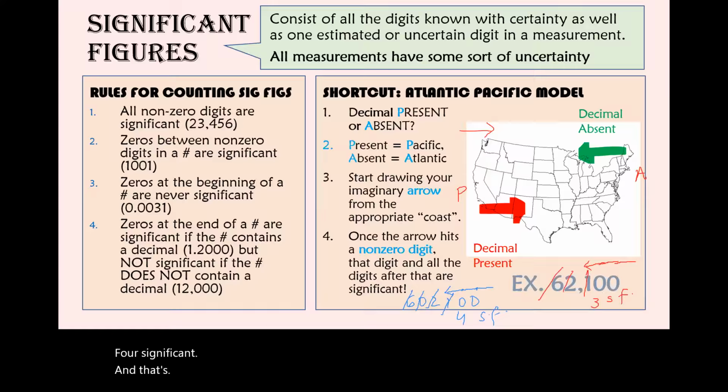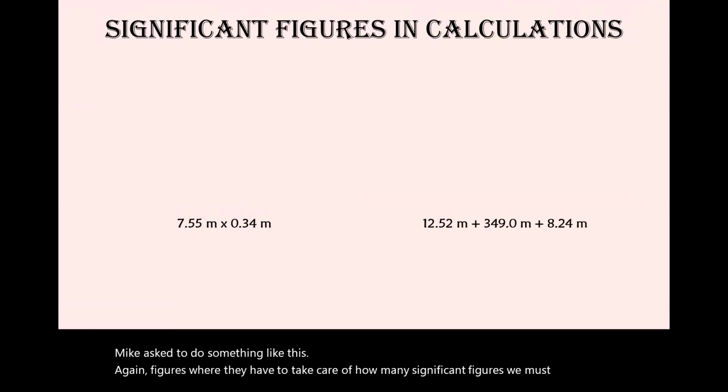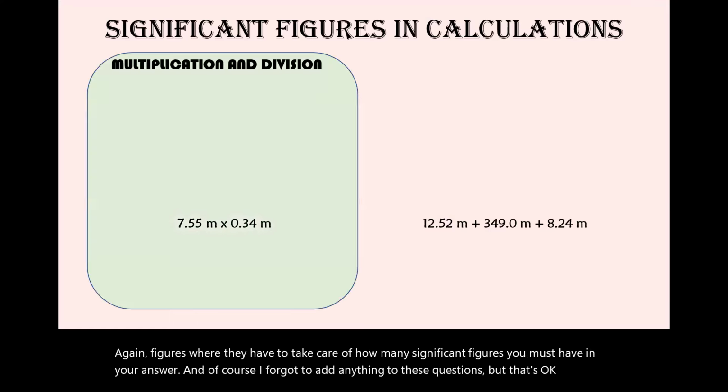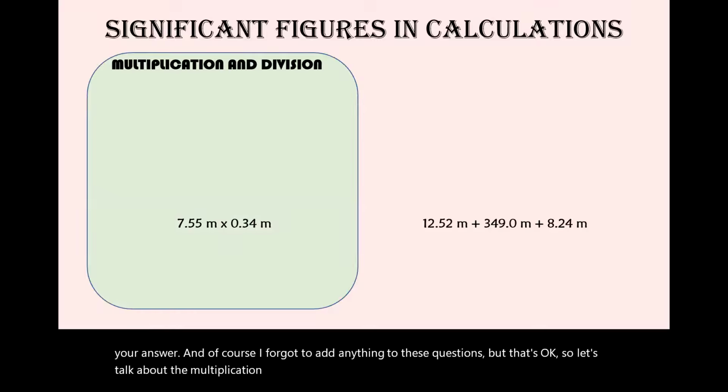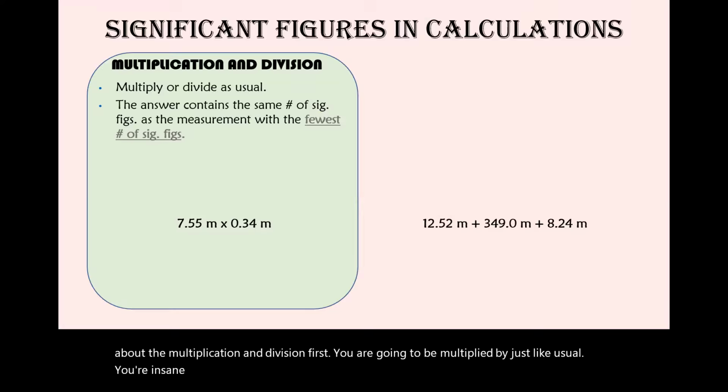Alrighty, so this is how we count the number of significant figures. Now you might also be asked to do some calculations where you have to take care of how many significant figures you must have in your answer. And of course, I forgot to add animations to these questions, but that's okay. So let's talk about multiplication and division first. You are going to go ahead and multiply or divide just like usual. And then your answer, here's the rule that you want to remember.